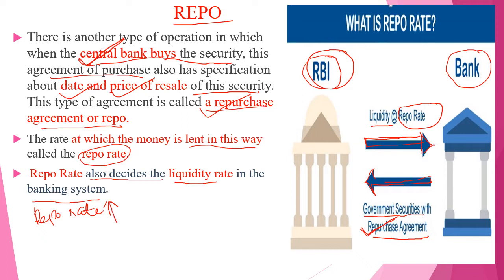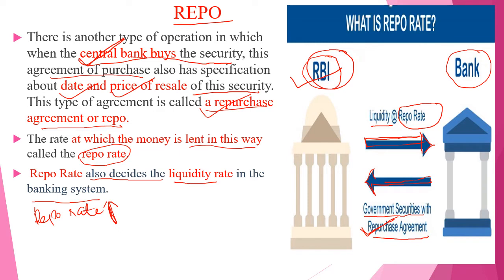Repo rate increases means what happens? Actually, it is the interest rate for giving loans to commercial banks. That is called the repo rate. When the repo rate increases, it discourages commercial banks from taking loans from the Reserve Bank of India. Why? Because they have to pay a much higher amount to the Reserve Bank of India for taking the loan. That is, the interest rate is very high.